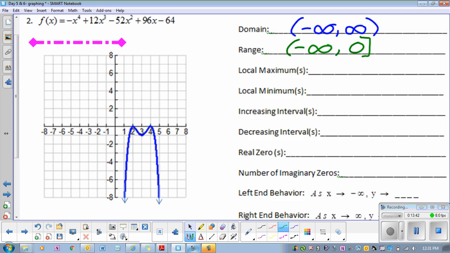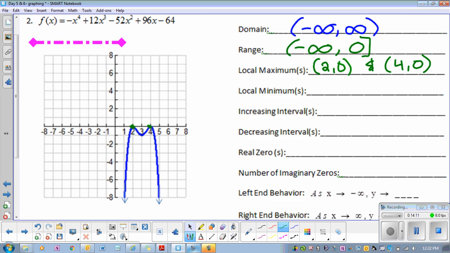I mean, you should. It's right there, right? Isn't this a maximum? And there's a maximum right there, right? So we have 2, 0, and 4, 0, right? So local maximums, and remember, these are points. So you want to give us, yes, 2, 0, and 4, 0. Okay?